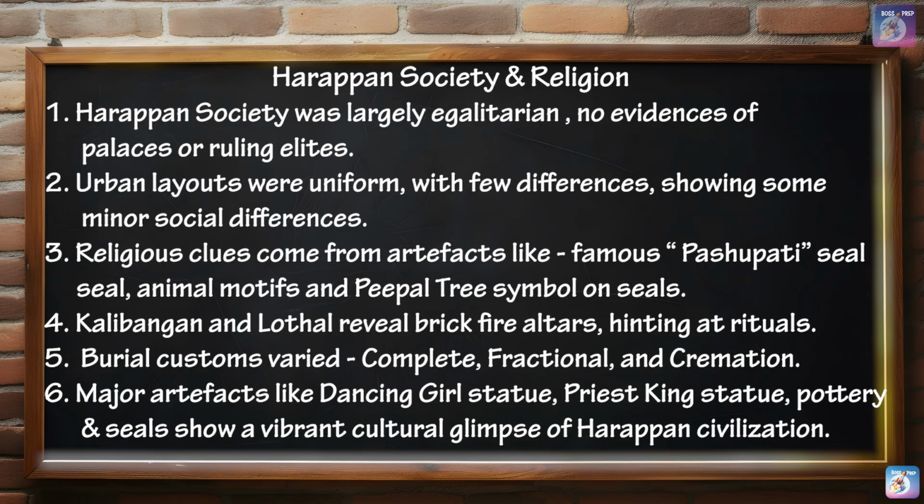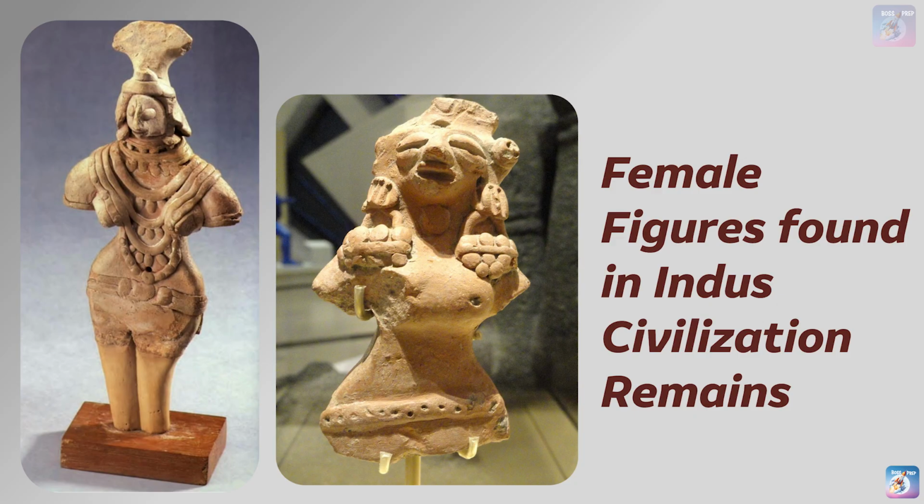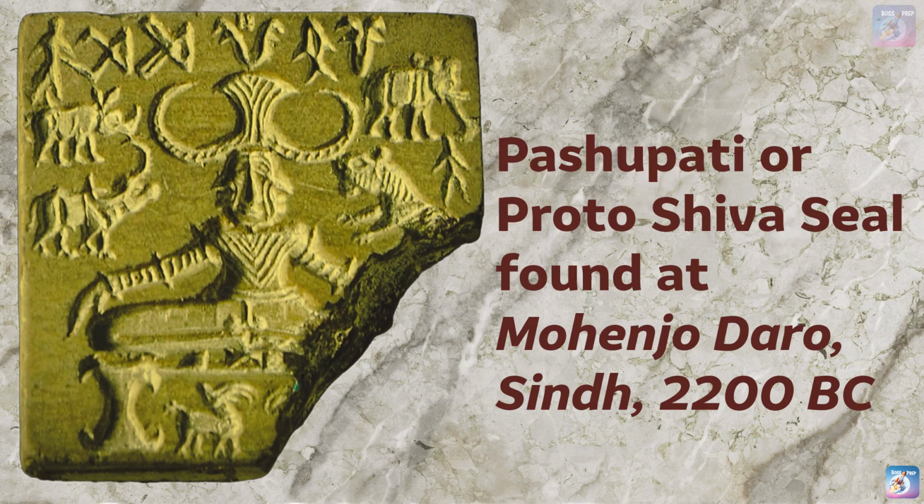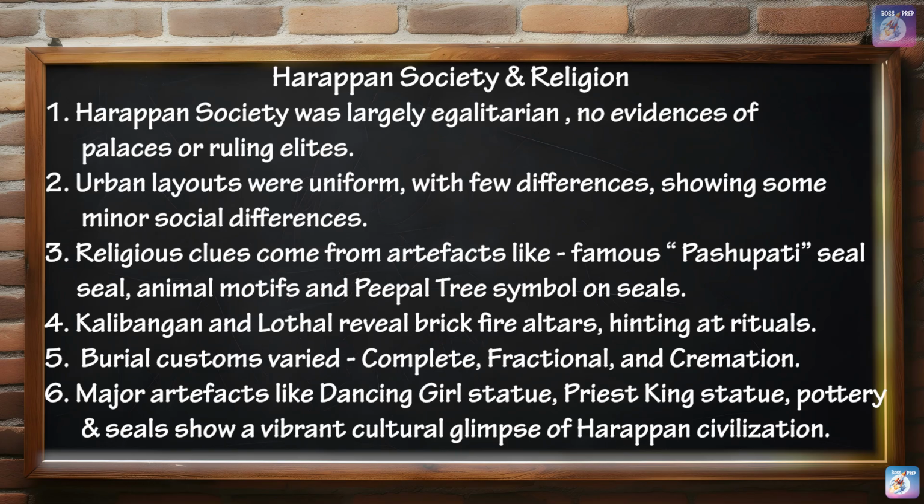Religious practices are understood mainly through archaeology. Female figures found in large numbers might represent fertility symbols or deities, though their exact role is unclear. One seal, often called the Pashupati seal, shows a yogic figure surrounded by animals. Some link it to Shiva, but that remains speculative.